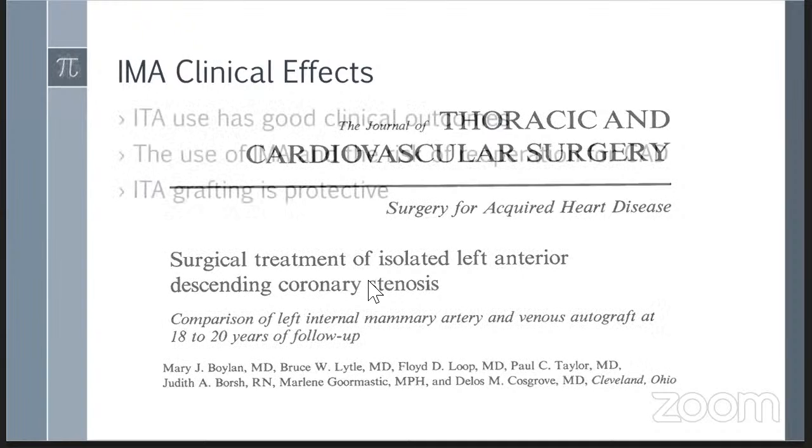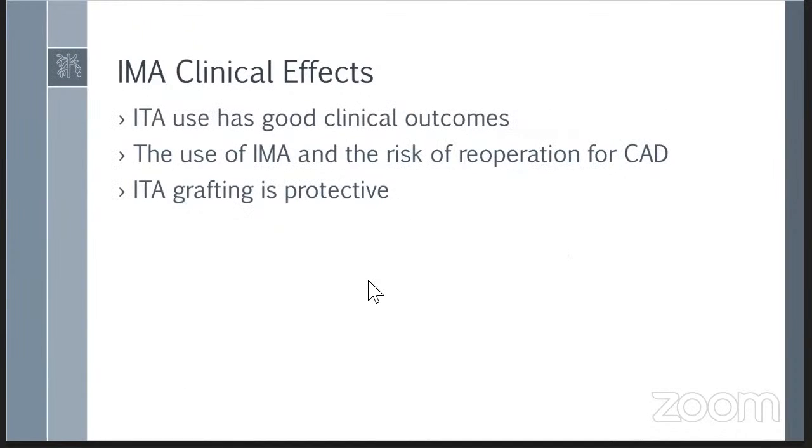The internal mammary artery has, as I said, good clinical outcome, and the use of the internal mammary artery, even during reoperation, was not found to increase the risk of reoperation. And it was found that the use of internal thoracic artery is protective against the risk of future reoperation for patients undergoing CABG.